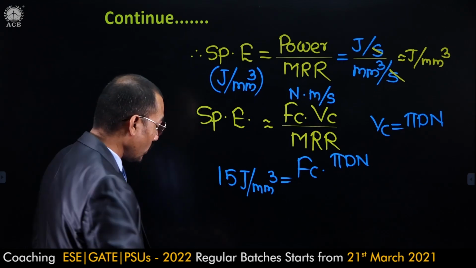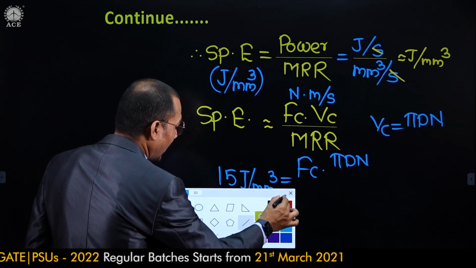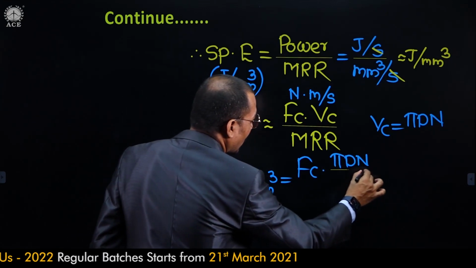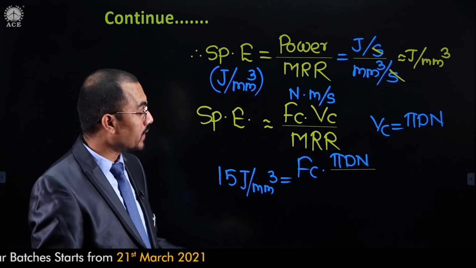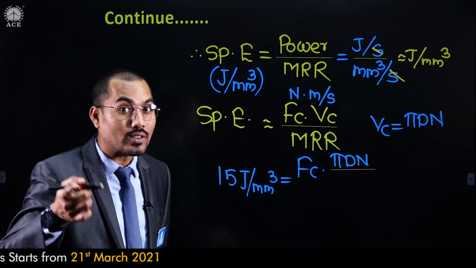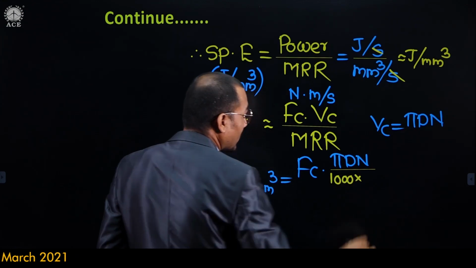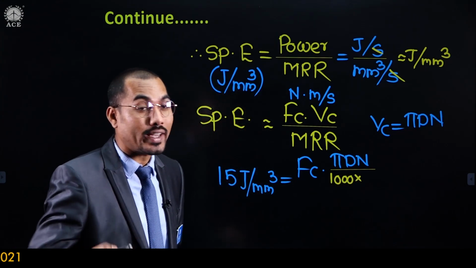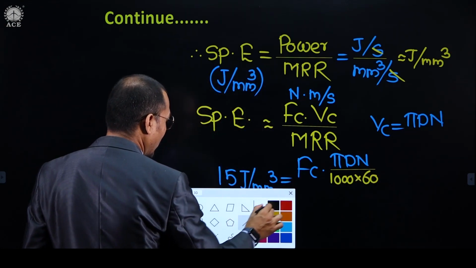So, it is required to be a Newton, and then it is required to be meter. Can I say that, sir, this unit has to be taken care of? If the diameter is given in millimeter, it has to be converted to meter, so divide by 1000. RPM is given per minute, it has to be converted to second, divided by 60. I hope you are understanding this.